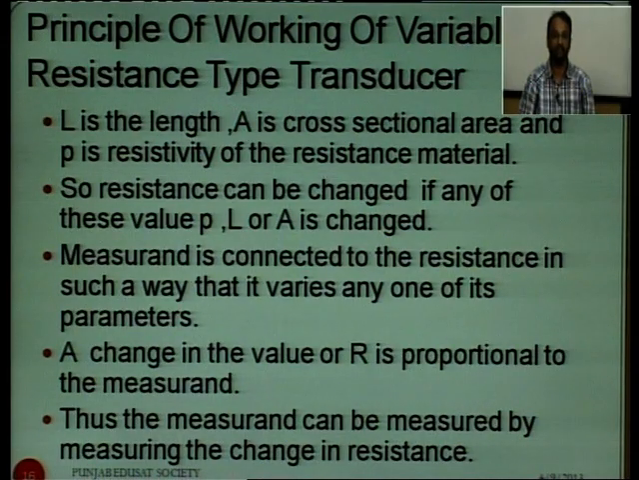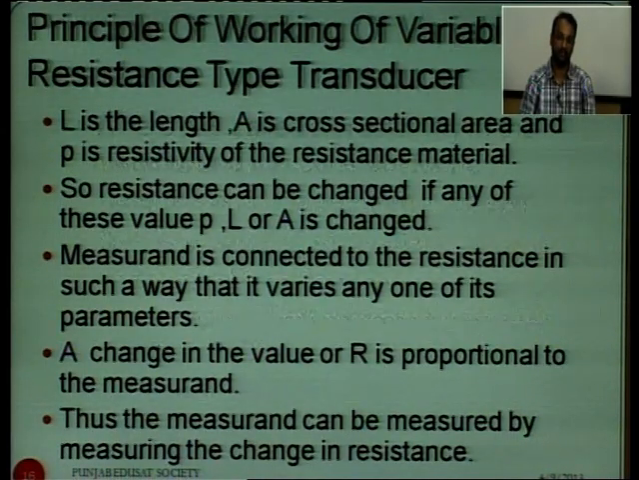The measurand is connected to the resistance in such a way that it varies any one of its parameters. So, with the measurand, the quantity we want to measure, any one of the parameters of the conductor varies. A change in the value of resistance R is proportional to the measurand. So, there is a change in the value of R which represents the change in the value of input. Thus, the measurand can be measured by measuring the change in resistance.